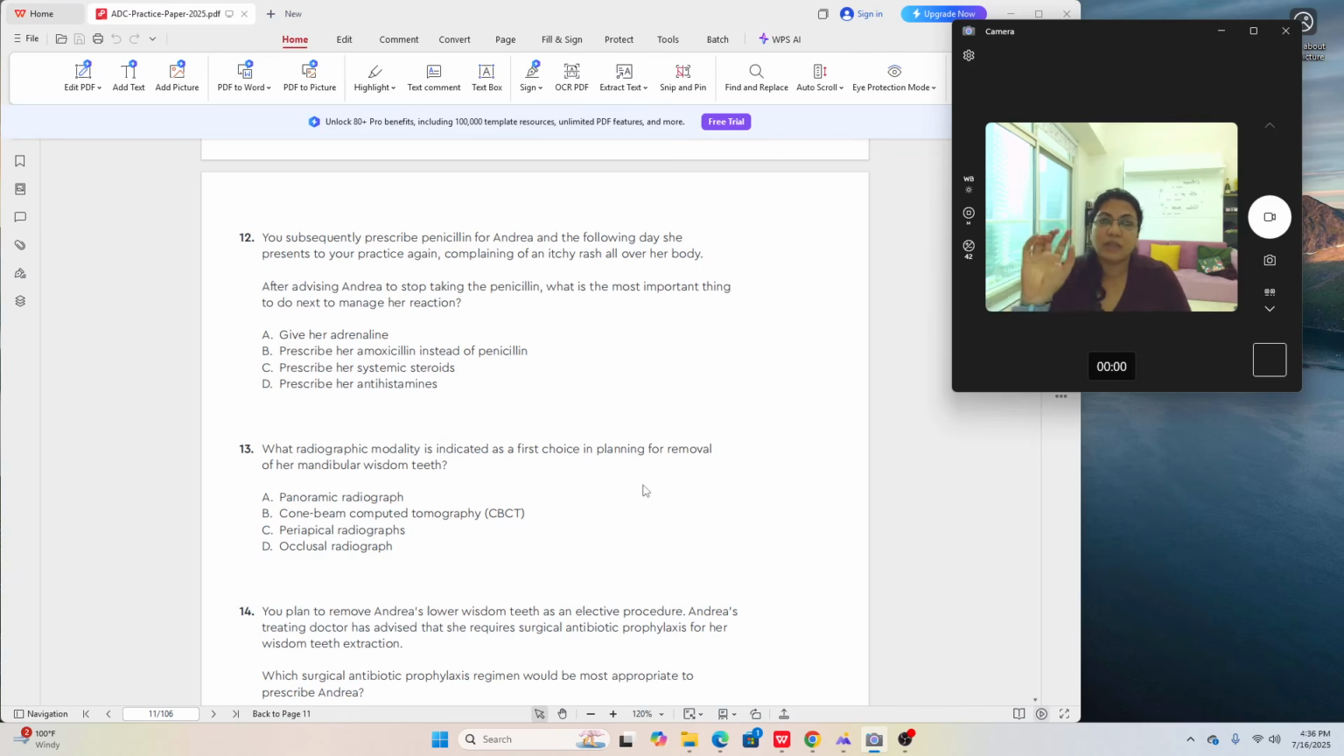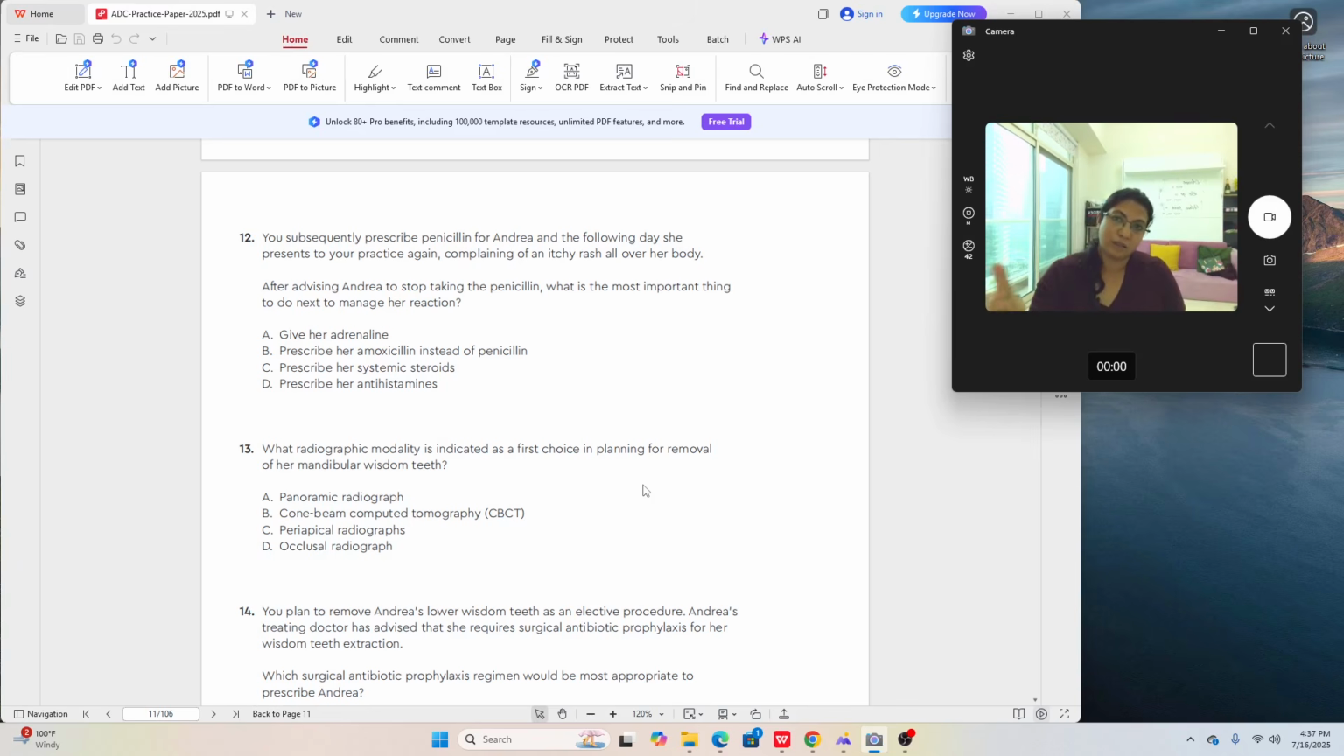CBCT is taken to see further anatomical structures. Yes, you may have CBCT, doesn't mean you just opt for one directly. The first choice will always be something which is minimally invasive but gives you the maximum results of any test that you want to do. So panoramic radiograph is the correct answer.